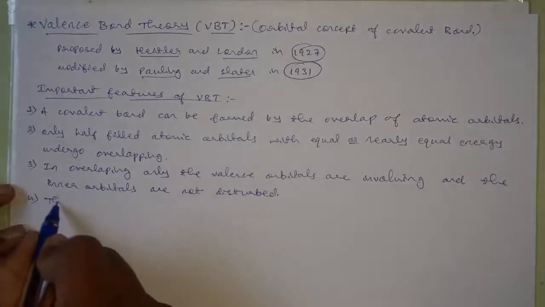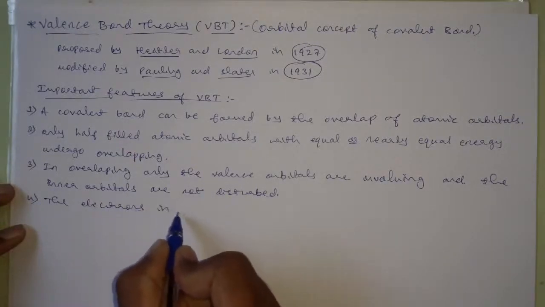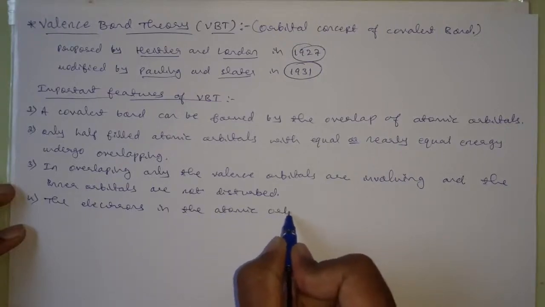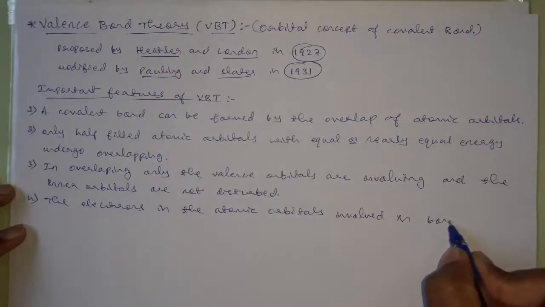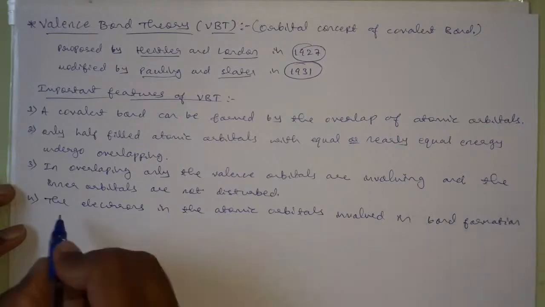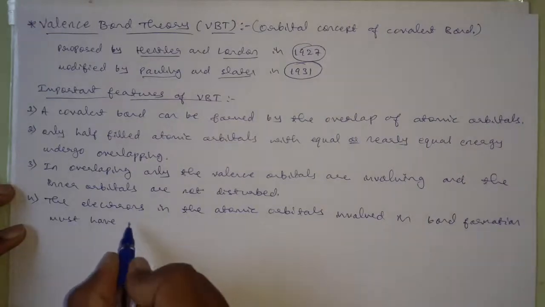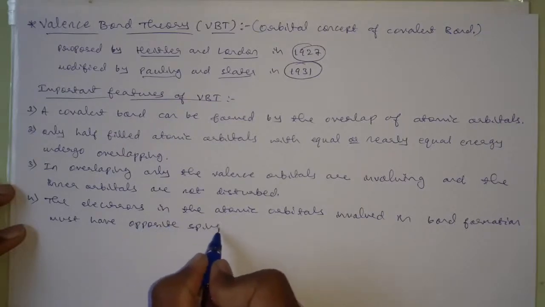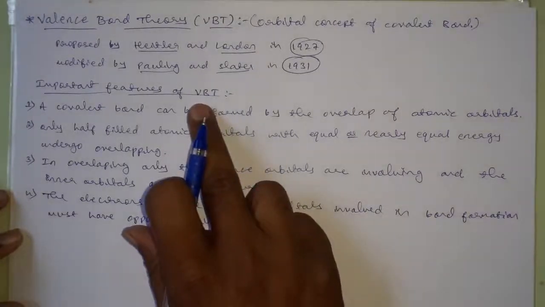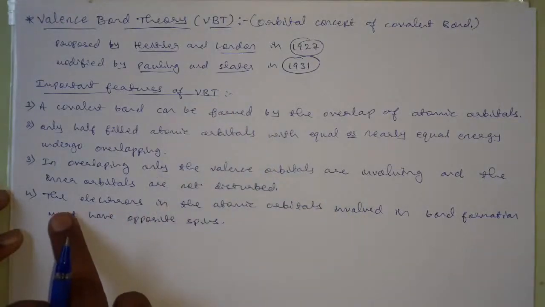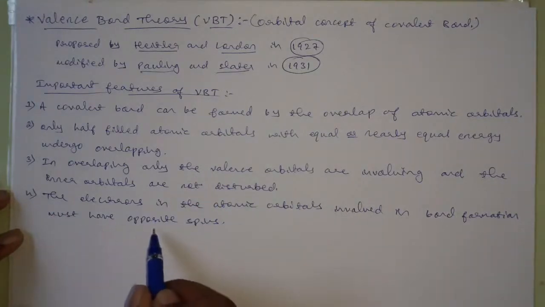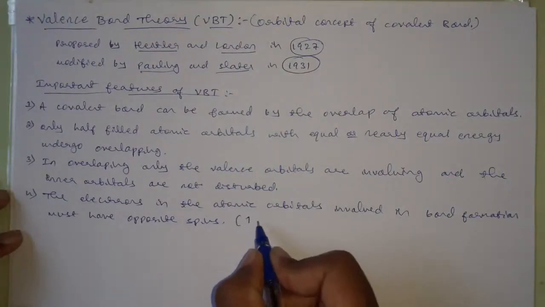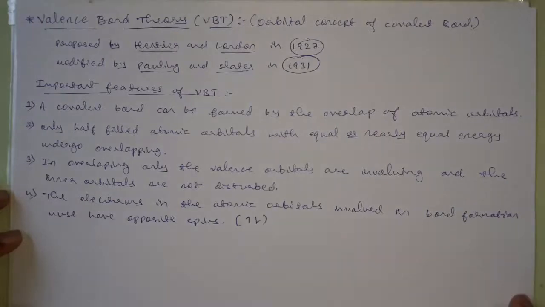Then the fourth one is that the electrons in the atomic orbitals involved in bond formation must have opposite spins. This is very, very important. The electrons of the atomic orbitals which are undergoing overlapping or bond formation must have opposite spin. Means one should have positive spin and another should have negative spin, plus half and minus half, like this, opposite spins.